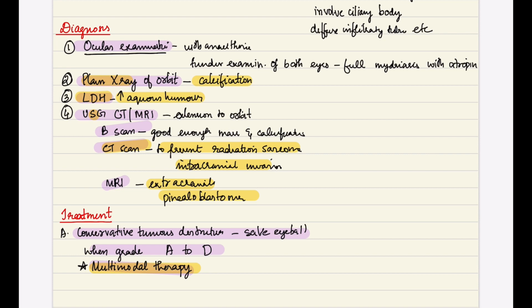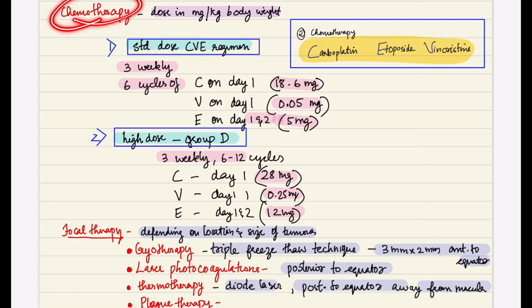Treatment: we have conservative tumor destruction, which will save the eyeball. This is applied from group A to D. Here we give multimodal therapy. This chemotherapy is done using three main drugs: carboplatin, etoposide and vincristine. Here, the standard dose CVE regimen is 3 weekly, 6 cycles, of carboplatin on day 1, vincristine on day 1, etoposide on day 1 and 2. These are the doses specified.